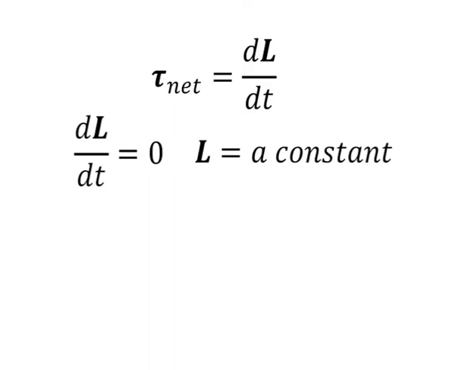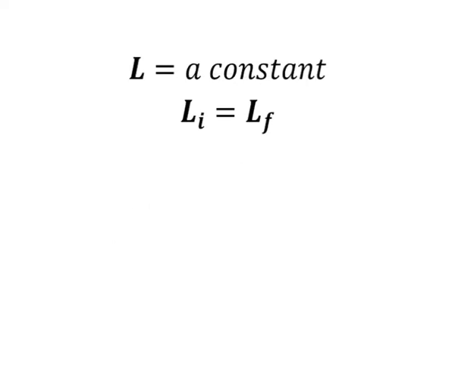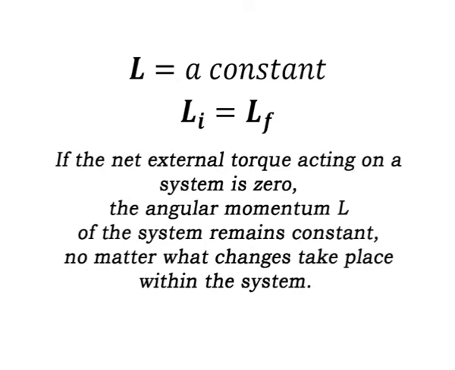This result, called the law of conservation of angular momentum, can also be written as net angular momentum at some initial time t_i is equal to net angular momentum at some later time t_f, or L_i is equal to L_f. These equations tell us if the net external torque acting on the system is 0, the angular momentum L of the system remains constant no matter what changes take place within the system.